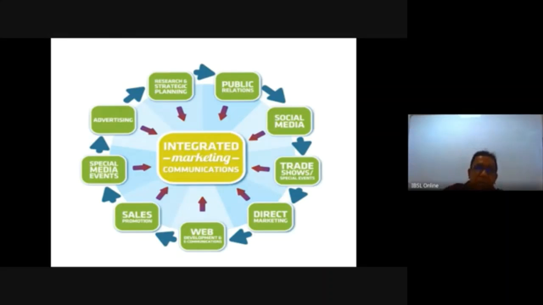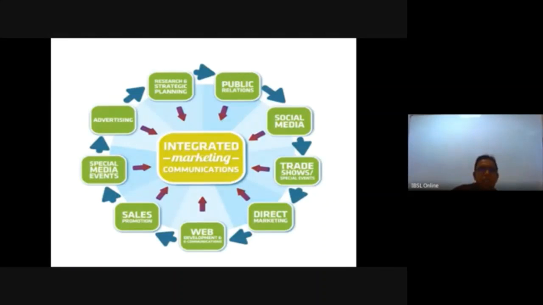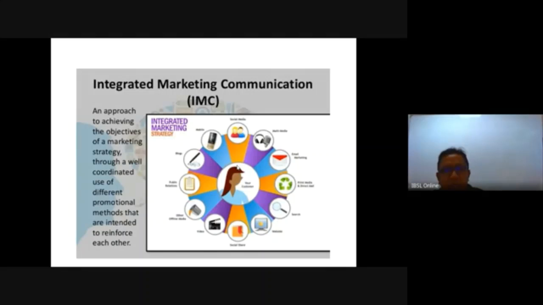These are the 5 key marketing mix tools. But in addition to those 5 tools, there are social media, trade shows, web based things, special media. All these are used by organizations to communicate a message to the customer. So IMC is an approach to achieving the objectives of a marketing strategy through a well-coordinated use of different promotional methods that are intended to reinforce each other.